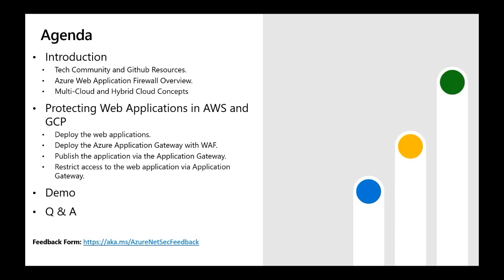And these are the general steps that we are going to follow. We are going to deploy these web applications. We are going to deploy the application gateway with WAF. We publish these applications via the application gateway, and then we'll restrict access to these web applications so that they can only be accessed via the application gateway.